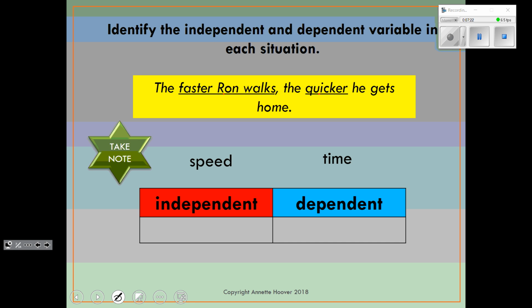The faster Ron walks, the quicker he gets home. We have his speed, and we have his time. Is his speed dependent on his time, or is his time dependent on his speed? The amount of time depends on his speed. So in graphing this, our independent variable, or our x variable, would be speed, and the time is the dependent variable, or the y, or the range.